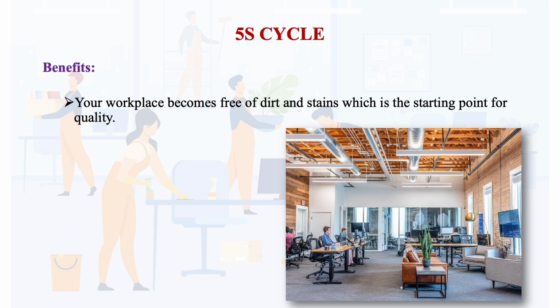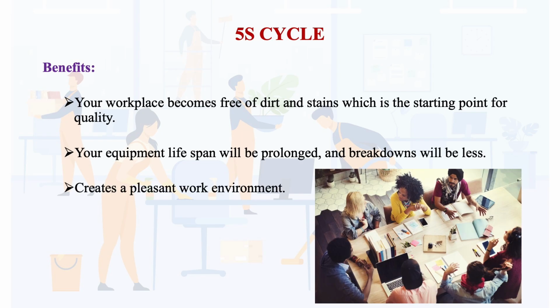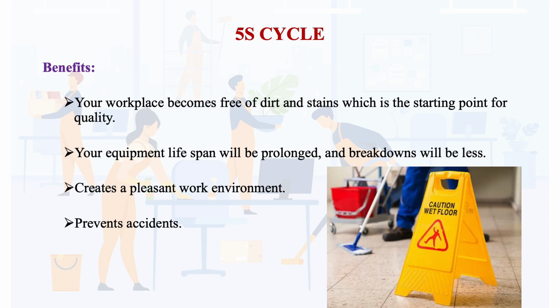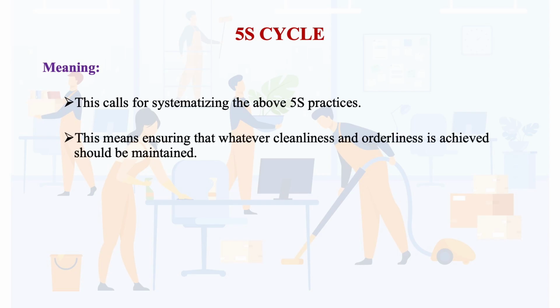What are the benefits? Your workplace becomes free of dirt and stains, which is the starting point for quality. Your equipment lifespan will be prolonged and breakdowns will be less. It creates a pleasant work environment, and this also prevents accidents. What is the meaning? This calls for systematizing the above 3S as practices. This means ensuring that whatever cleanliness and orderliness is achieved should be maintained.